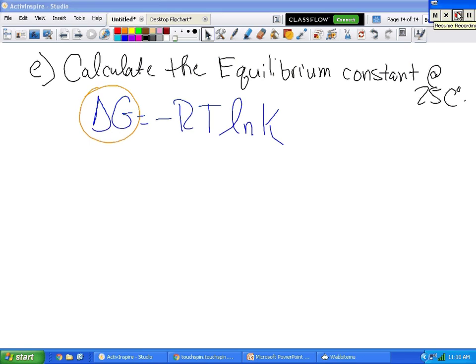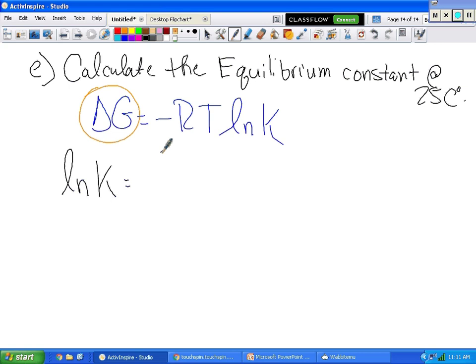All right, I'm going to start this process, and all I'm going to do is get K by itself first. So what's the first thing I've got to do? The ln of K is equal to delta G over negative RT. That's where you've got to start. Then to isolate K, this is the reason I wanted to show you this, you can't just divide by natural log. What do you have to do? You take the inverse of it, which is e to the delta G over negative RT.